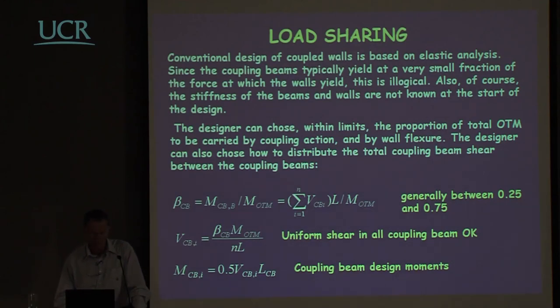So typically what we will do is we will choose that between 25 and 75% of the overturning moment is carried by the coupling beams. How do we decide that value?